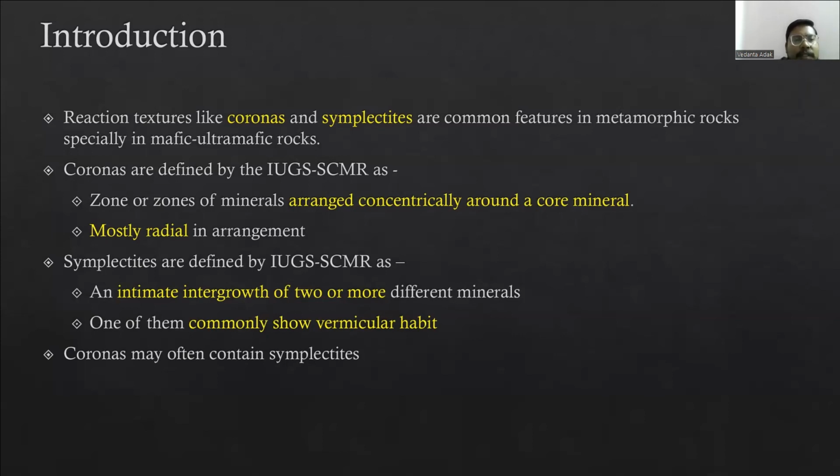Now, coronas and symplectites are some of the most common reaction textures that we find in igneous and metamorphic rocks, right? So, coronas can be defined simply as concentric textures in which we have a mineral at the core surrounded by multiple concentric layers around it, and they are mostly radial in nature. And when we talk about symplectites, we generally mean an intergrowth of two or more minerals in which at least one of the minerals shows that vermicular, or worm-like, habit.